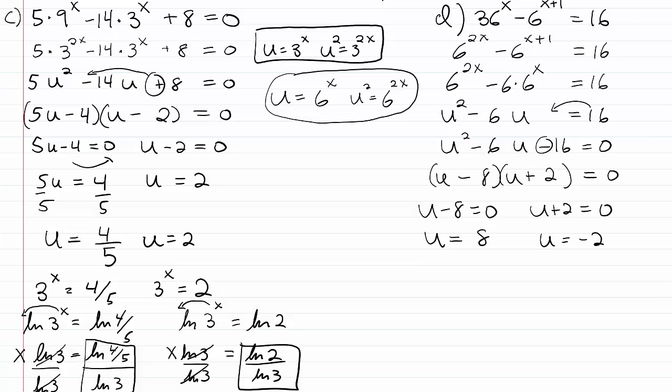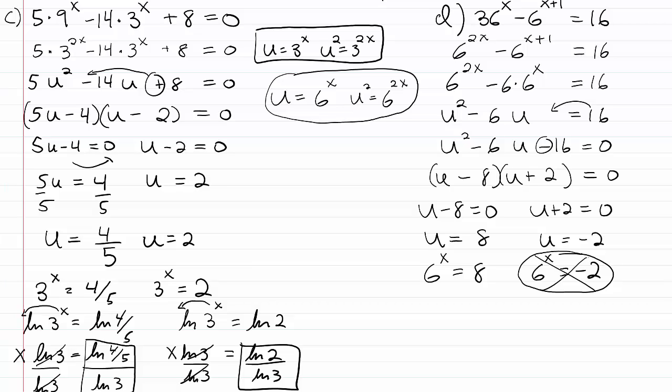All right, so remember, u is the same as 6 to the x power, so we're going to say 6 to the x power is equal to 8, and 6 to the x power is equal to negative 2. Now, it doesn't matter what we make x, we're never going to be able to turn a positive 6 into a negative 2 just by putting an exponent on it. So this cannot be done, so we're going to cross that one out. But 6 to the x is equal to 8 can be solved.